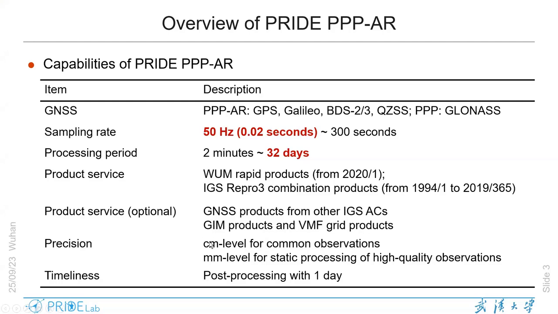As for general precision, several centimeters of standard deviation can be achieved for most common observations, and a few millimeters of precision errors can be obtained for observations in good quality and processed in static mode.